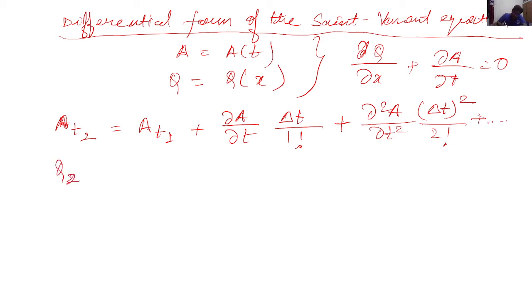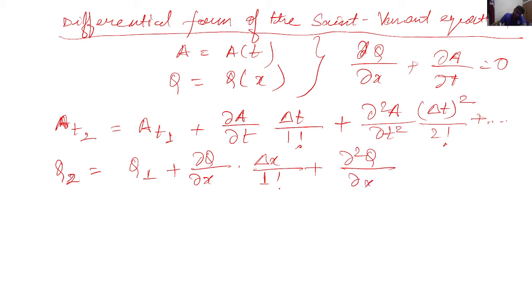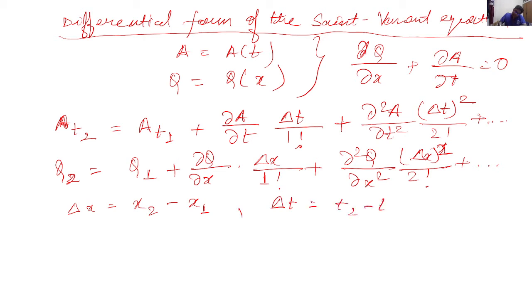Similarly, q at position 2, x2, would be q at position 1, that is the discharge at position 1, plus del q by del x times delta x by 1 factorial, plus del 2 q by del x square times delta x square by 2 factorial, and the higher order terms. So what are these things actually? Delta x is the change in position, x2 minus x1, as we propagate further into an open channel cross section, and delta t is t2 minus t1.